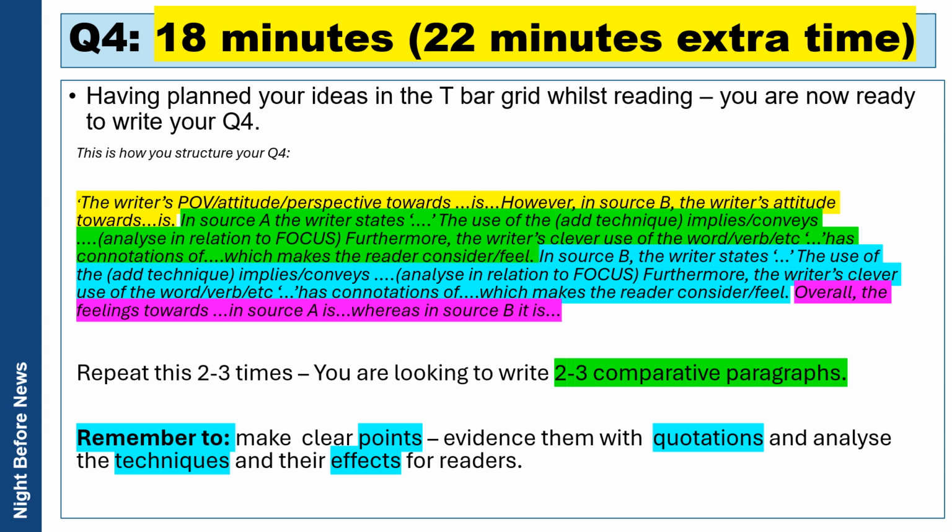When writing question 4, you should allow yourself about 18 minutes or 22 minutes if you have extra time. Once you've planned your ideas about what the writer's responses are in your T-bar grid, you're now ready to write your answer. Have a look at the guidelines on this slide, which will help you formulate how to write a really good comparative paragraph for question 4.